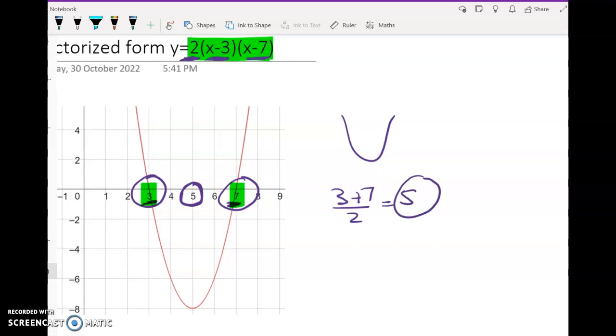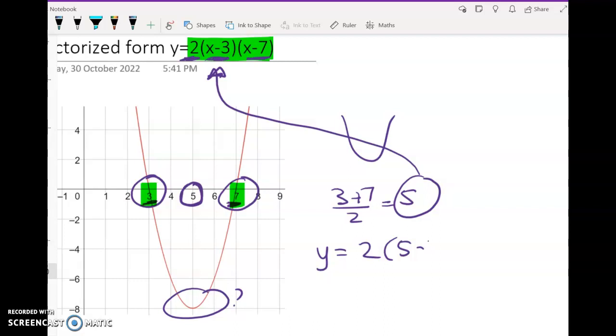So I can take this x value and I can substitute it in here to figure out what is that number there, right? So in this case, it'll be y is equal to 2 times 5 minus 3 times 5 minus 7, which gives me 2 times 2 times -2, which is -8, which matches up, of course, to what I've got in that graph. But if you were having to draw that graph from scratch, then that's a really, really useful thing to have a good understanding of.